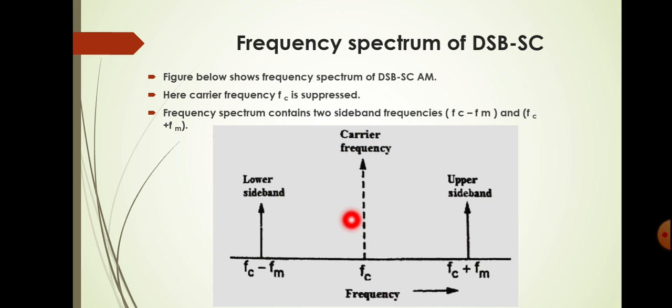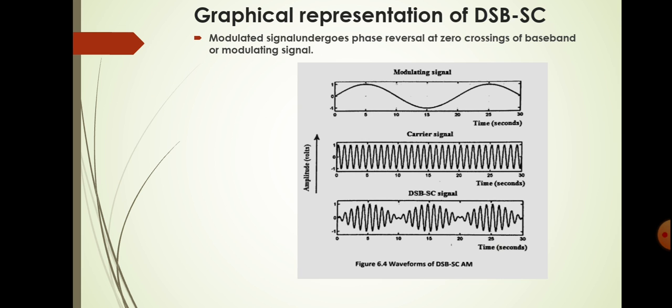So this term will be suppressed. That is why it is shown like a dotted line. So when you are drawing the DSB-SC signal, you should draw upper sideband and lower sideband only. Okay. See, upper sideband frequency is FC plus FM and lower sideband frequency is FC minus FM. So the DSB-SC spectrum contains two components, that is upper sideband and lower sideband.